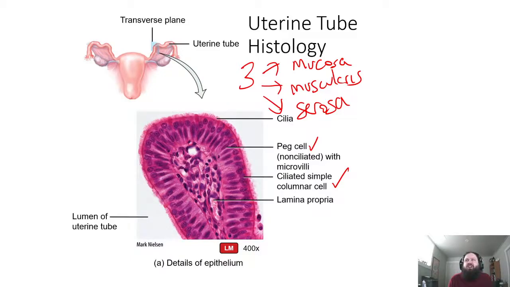The PEG cells are non-ciliated cells that have microvilli on the surface, and they secrete this fluid that provides nutrition for the ovum. So the brief period of time where the ovum is in the fallopian tube prior to fertilization or as a zygote, the PEG cells are going to be able to nourish those structures for the short time that they are present within the fallopian tube.